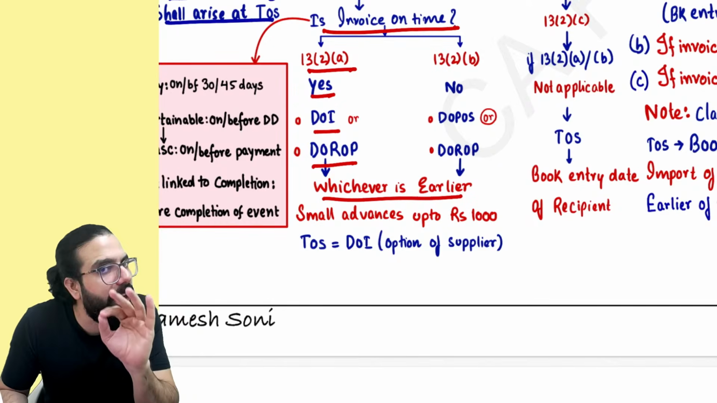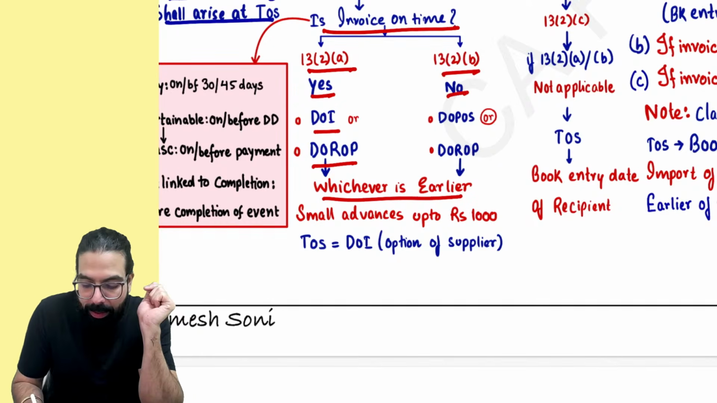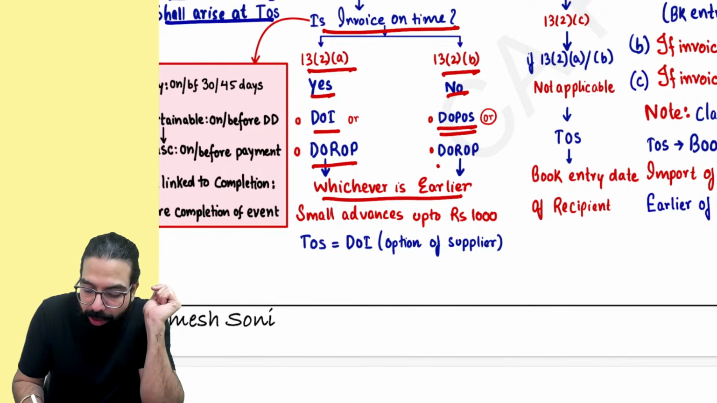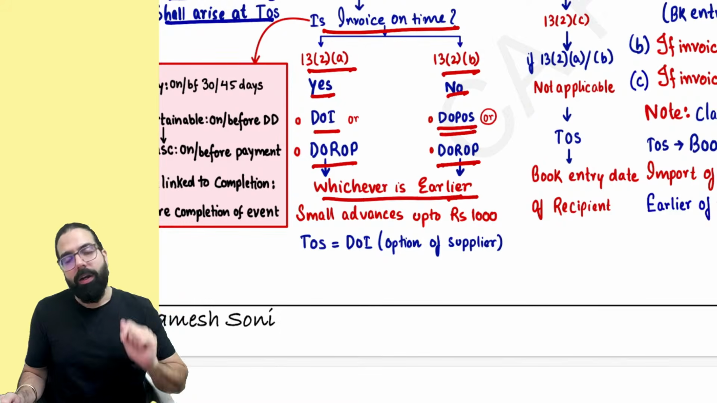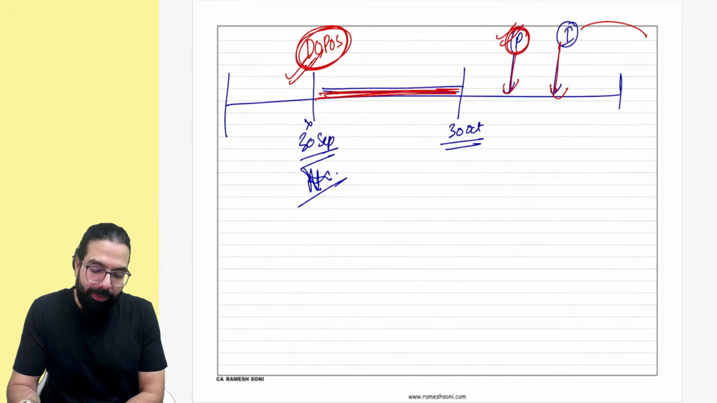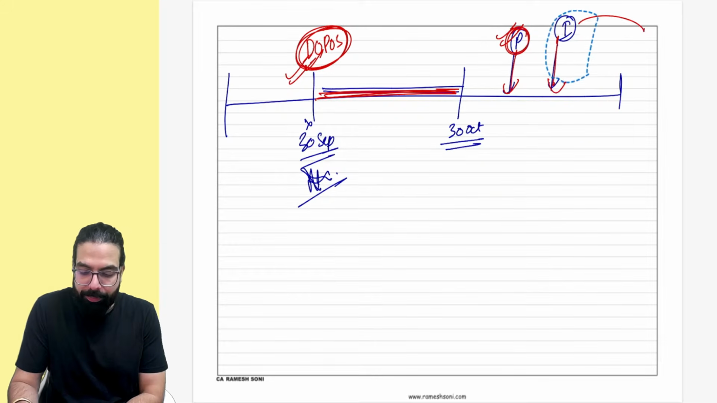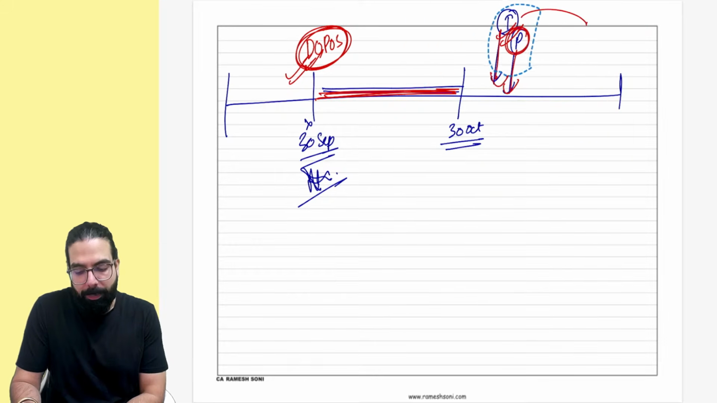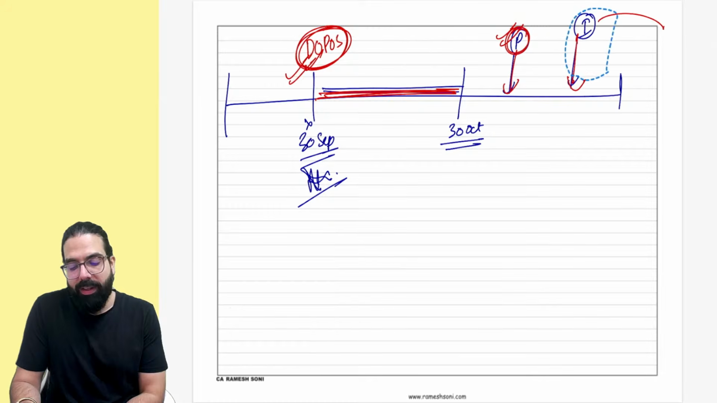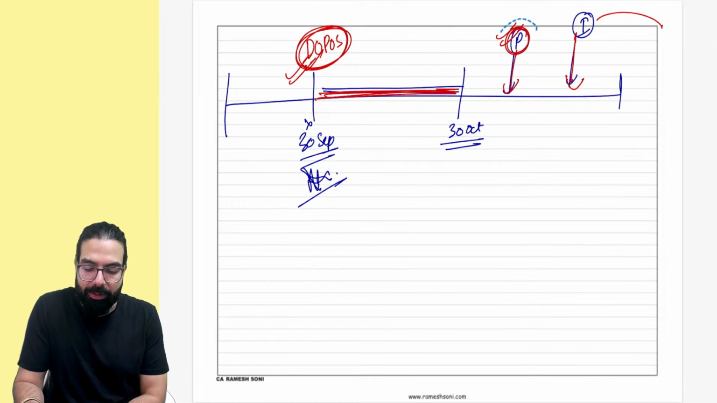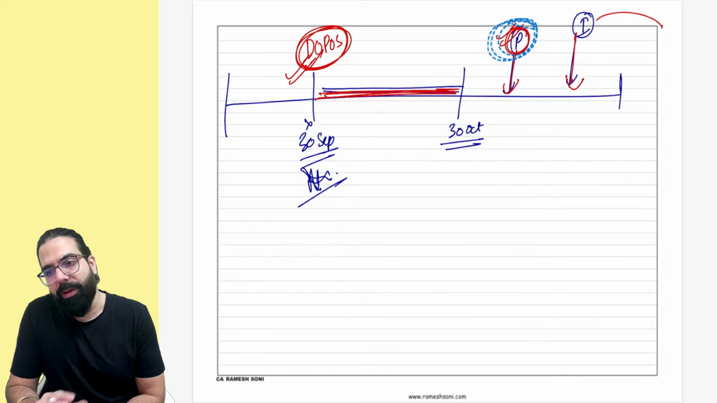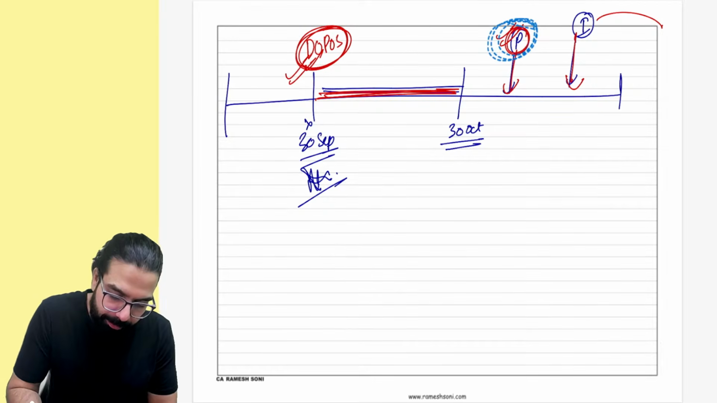If I don't raise the invoice on time, then they are telling, sir, the day you provided the service or the date of receipt of payment, whichever is earlier. So simple as that, everyone. If the invoice was on time, then invoice or payment, whichever is earlier. If the invoice is late, then the day I provided the service or the day I received the payment, whichever is earlier. Okay, sir, done. This point is clear.